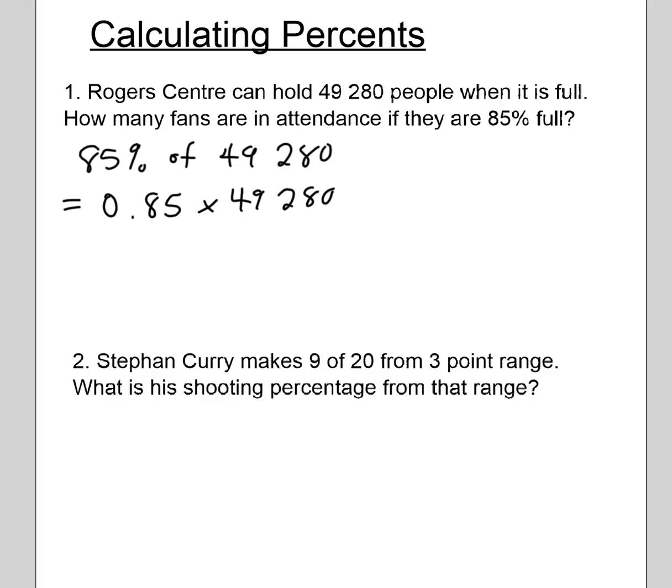And then all you're going to do is punch that into your calculator and you'll get 41,888. And so that's how many fans would be in attendance when the dome is 85% full.